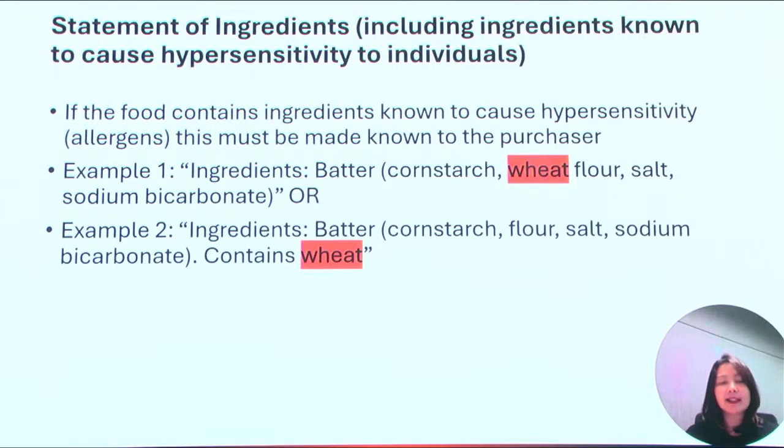Ingredients that cause hypersensitivities to individuals can be declared using two methods. Under example 1, the manufacturers can declare them as part of the statement of ingredients. You can see that wheat is declared under the statement of ingredients. Under example 2, the manufacturers can choose to highlight that this product contains wheat separately from the list of ingredients. Both these methods are allowed.